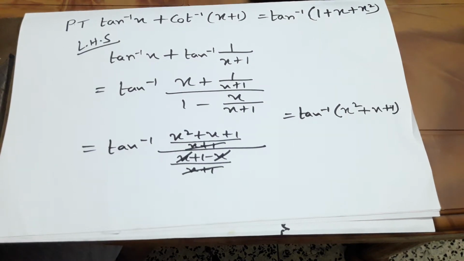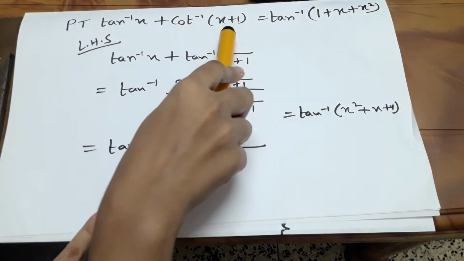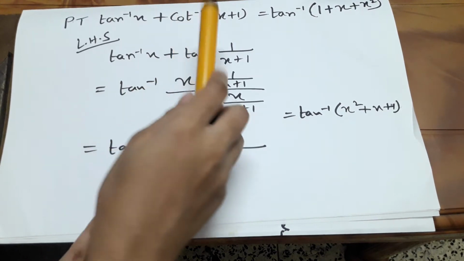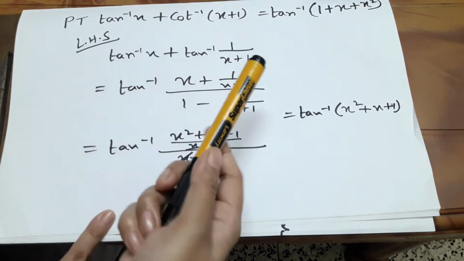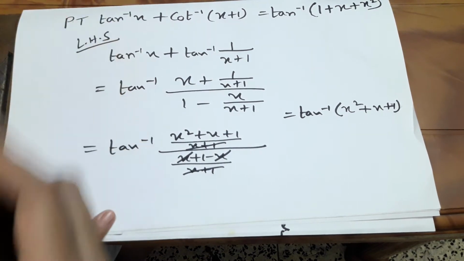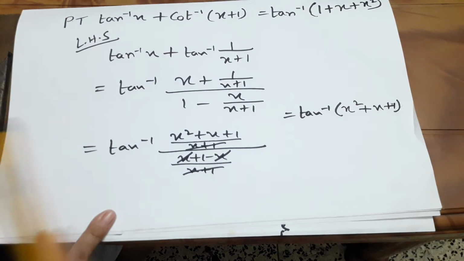Whenever some separate angles and some separate operators are there, at that time I have to convert to the same operator. You can also convert tan to cot, but it is easier to memorize the formula of tan inverse x plus tan inverse y, so I have done this one.